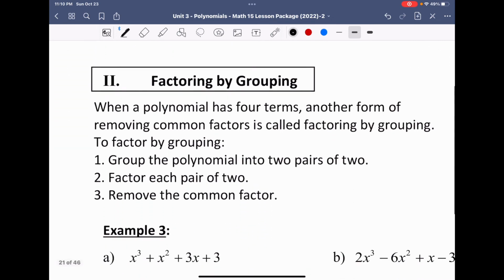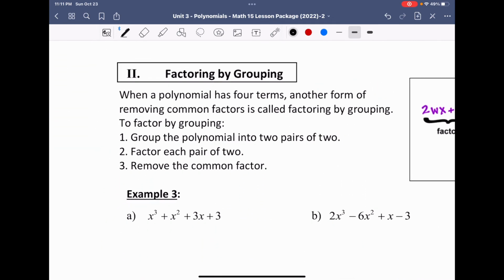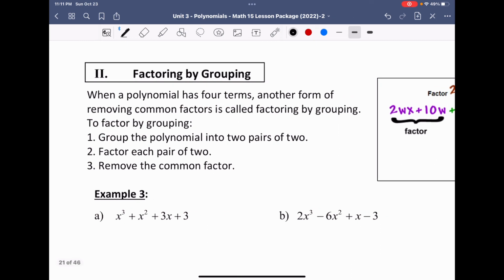All right, now let's introduce factor by grouping. Factor by grouping is saying if we have a polynomial with 4 terms, another form of removing common factors is called factoring by grouping. So to factor by grouping, to do this specific method, we have to group the polynomial into pairs of 2, factor each of the pairs of 2, and then remove a common factor.